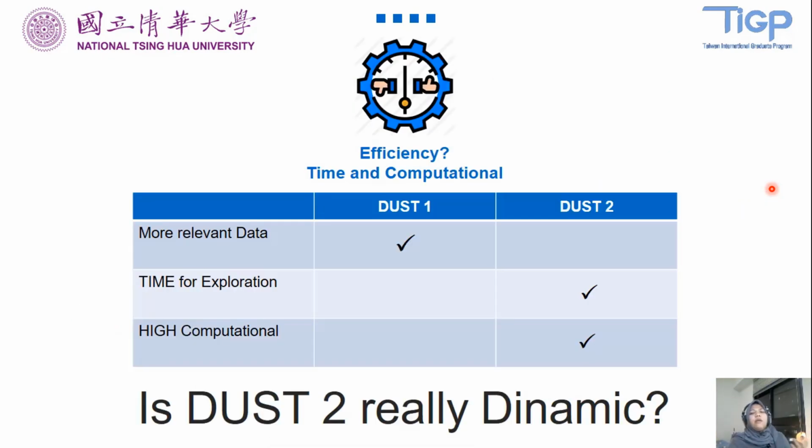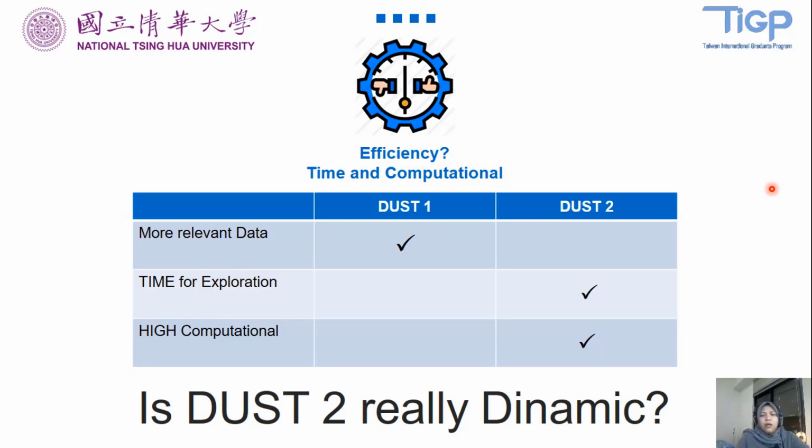Okay, let's think about efficiency and computational time. I think Dust2 is really dynamic, because they only do a first iteration and then they start to explore. Dust1 is for more relevant data, while in Dust2 it's time for exploration. Because they do fewer iterations, maybe they only take 10 minutes for one iteration, since they process it at the same time, so they have more time for exploration. But it needs more research, because it's very computationally expensive.